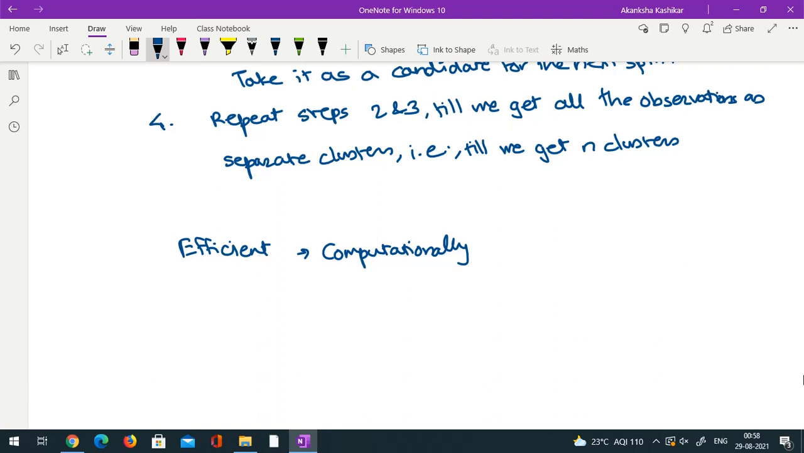So now that you have some idea, I think at least for a small data set, you can try to manually carry out the divisive clustering. Okay, so let me stop here.